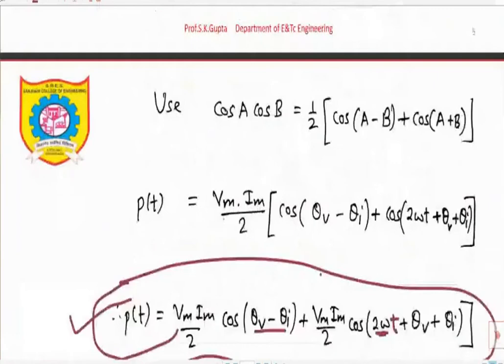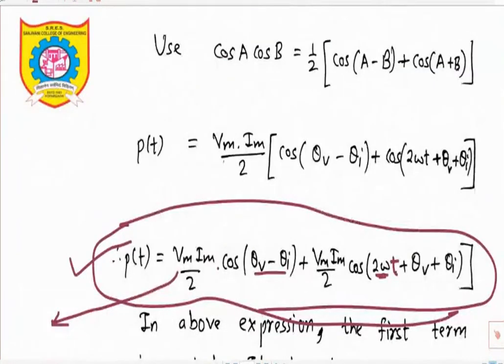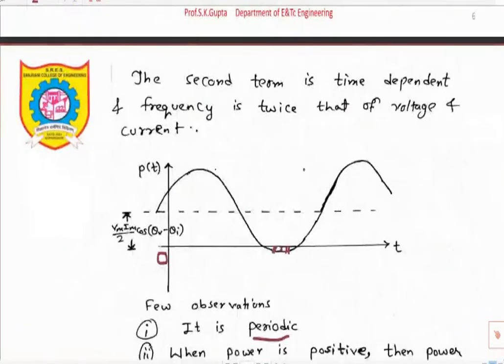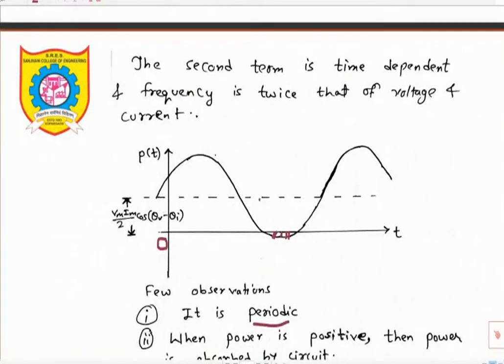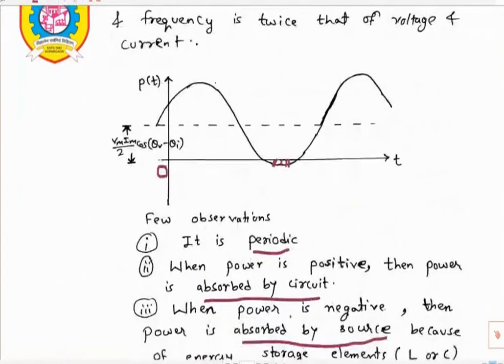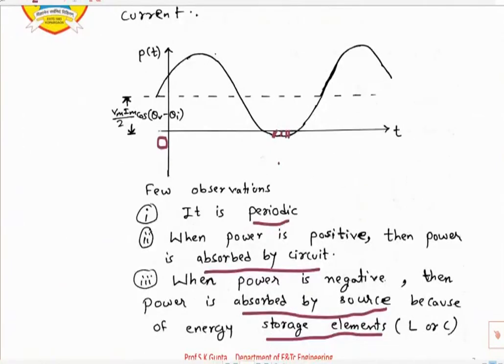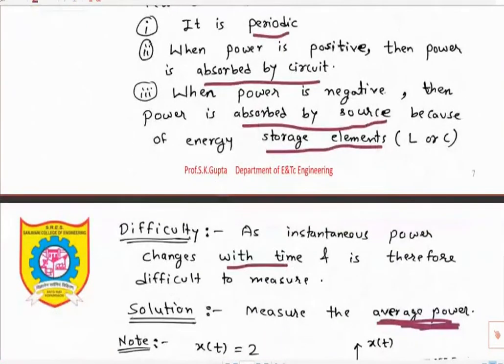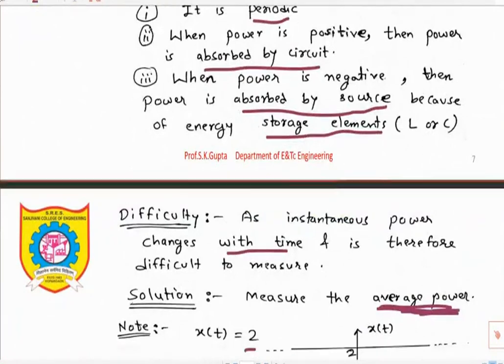Then you can tell about the first term. The first term is a constant and is dependent only on the phase difference, theta v minus theta I, the phase of voltage and the phase of current. Then the second term is time dependent because it is containing t, and its frequency is twice that of voltage and current. Then you can plot one graph and say that it is a periodic signal. Then second thing, when power is positive, that means the circuit is absorbing power. And third point, whenever the power is negative, that means the source is absorbing power because of the energy storage elements. So this way you can explain. As well you can tell that as it is changing with time, it is difficult to measure, and the solution is that we can measure average power. Okay, thank you.